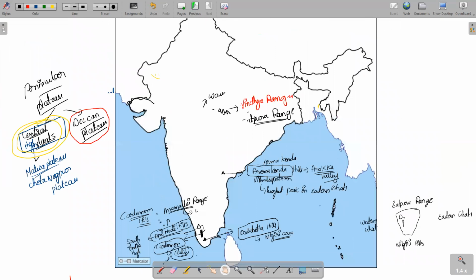Let me quickly revise what we discussed. Peninsular Plateau started. Peninsular Plateau is divided into two areas: one is called the Central Islands and the other is called the Deccan Plateau. Central Highlands are further divided into two types: Malwa Plateau and Chota Nagpur Plateau. Malwa Plateau, remember, Madhya Pradesh. Exactly the way I have pointed out, you have to point it out exactly like that. And the other one is called the Deccan Plateau. Near Chhattisgarh and Jharkhand you have to find the Chota Nagpur Plateau. And the second one is the Deccan Plateau.